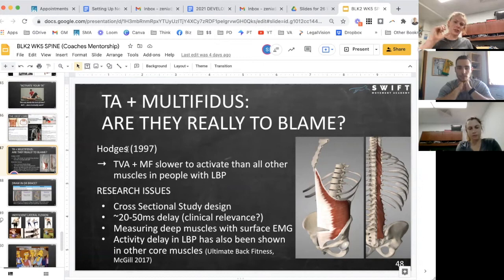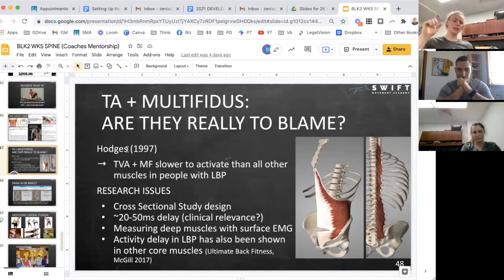he basically found that the transverse abdominis and the multifidus were slower to activate than all other muscles in people with low back pain. But there's a lot of issues with this study that didn't come out at the same time as everyone being like, yeah, train your TA, train your multifidus, which was something I never fully understood, because training your multifidus is like, it's a subconscious muscle. You can't actively be like, yeah, I'm contracting my multifidus. So there's that. You have a little bit more conscious control over your transverse abdominis.